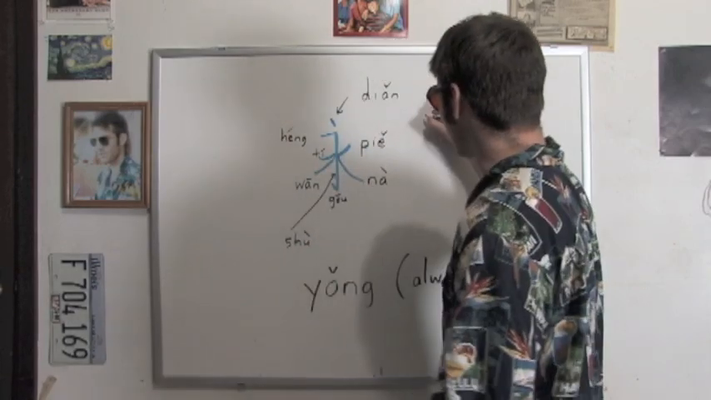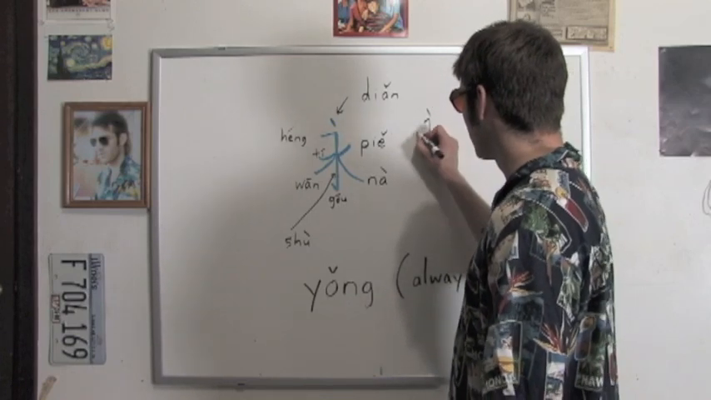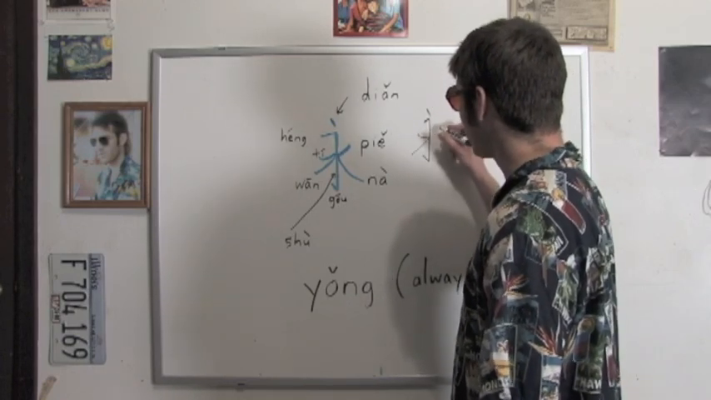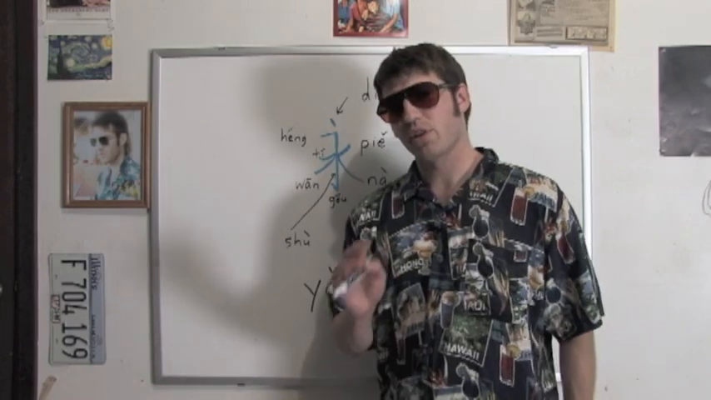So again, you start at the top. Generally, you work top to bottom, down, ti and wan, pie and na. And pretty much that's what you do.